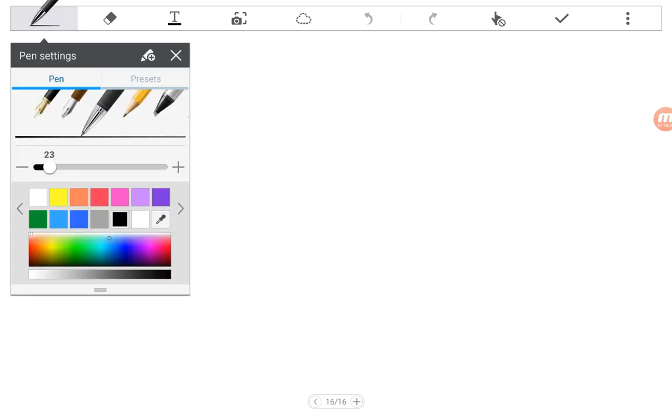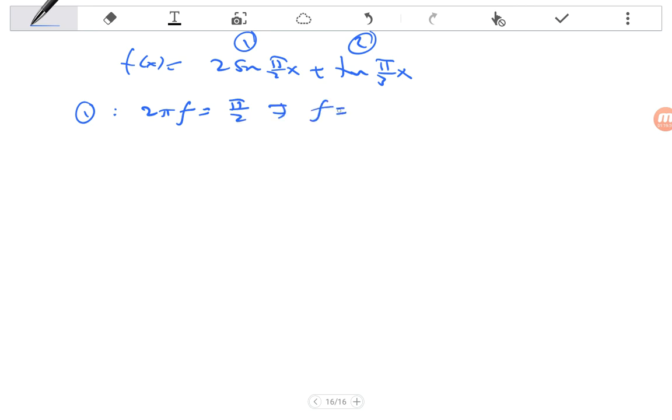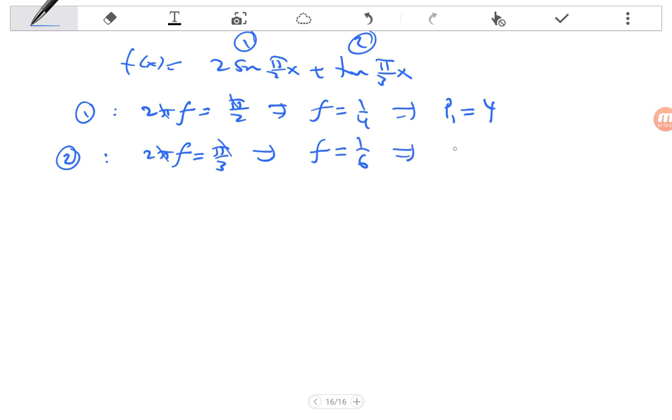A last example: if we have these two functions, f of x is equal to 2 sine pi over 2x plus tan pi over 3x. This is the first function. For the first function, we'll find that 2 pi f is equal to pi over 2. That's why f will be equal to 1 over 4, and that's why P1 will be equal to 4. For the second function, we have 2 pi f equal to pi over 3, which is f equal to 1 over 6. That's why P2.